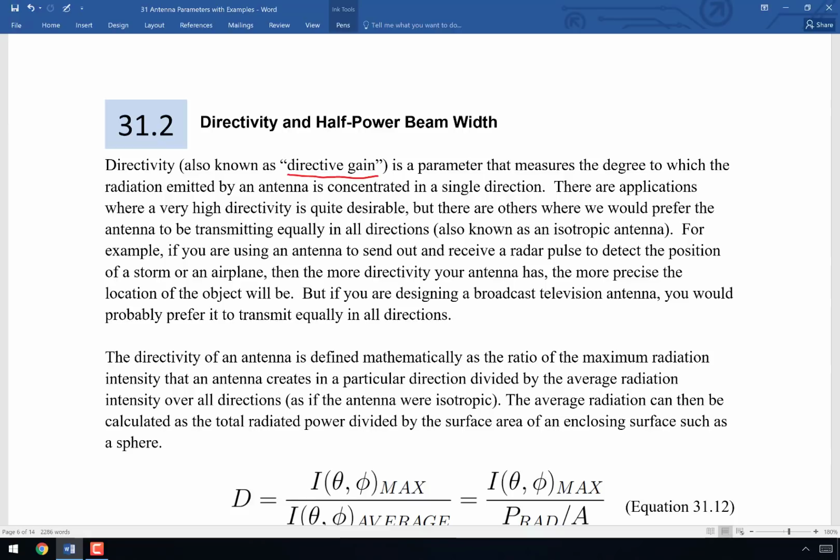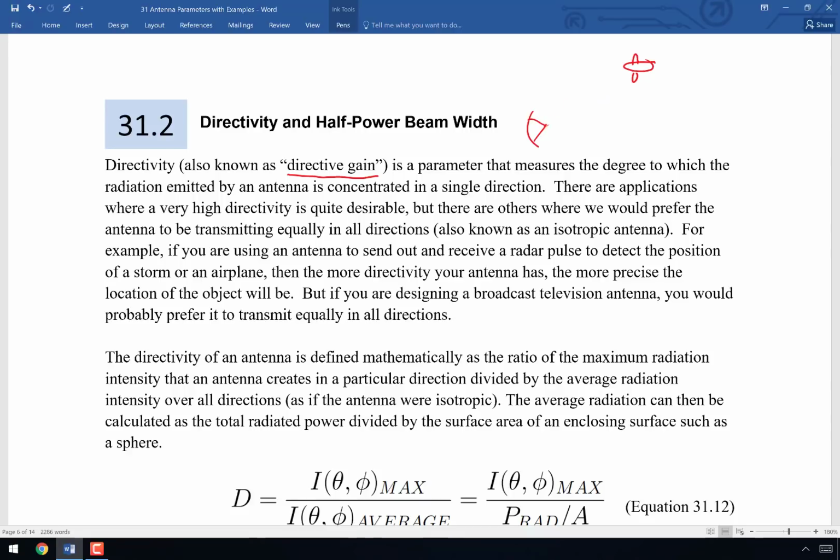Now, there are times when you would like to have a very directed antenna. If you imagine that you're trying to figure out, hey, where is this airplane? Maybe you're working for air traffic control, or maybe you're working for some sort of a defense system. You have some sort of an antenna down here, and you want to send a beam out to detect where that airplane is. And then as the radar is reflected back, then you'll know where the airplane was. Now, if you have a nice narrow beam, as I've shown here, then you can really localize that airplane.